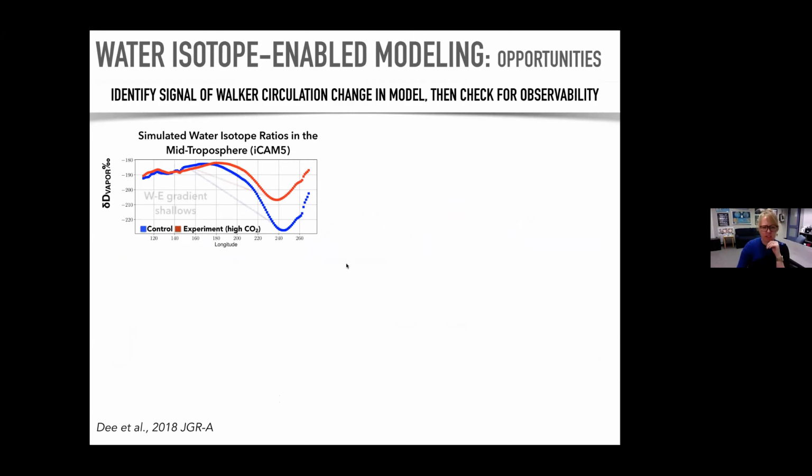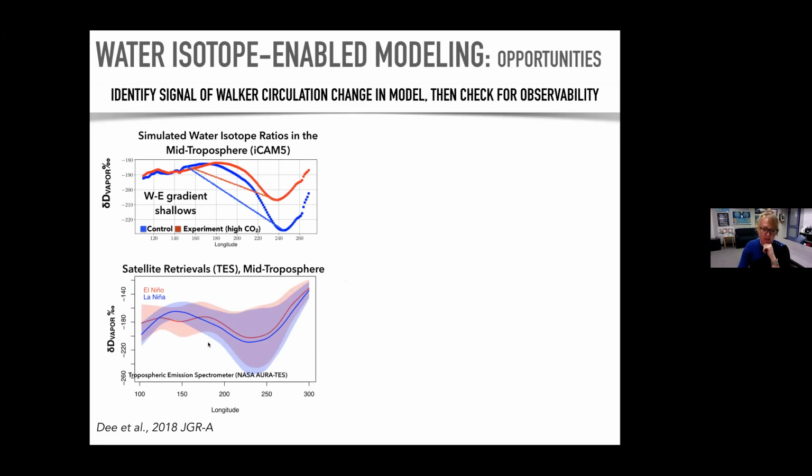So in a control experiment in the modern, we have some difference in delta D from the Western Pacific to the Eastern Pacific. You warm up the atmosphere, Walker circulation slows down, and you kind of get this tilting of that gradient towards a shallower number. And indeed, if we look at those ENSO composites from TES in the tropical Pacific, the satellite errors are large, but you can still see this tilting pattern towards sort of a reduced gradient across the tropical Pacific during El Nino events.